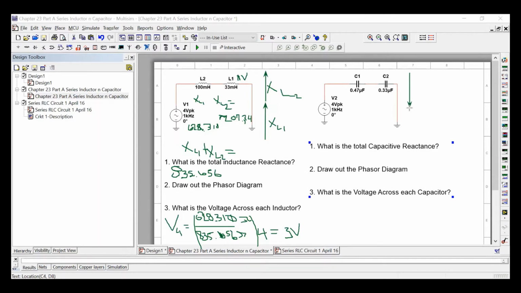Okay, because we're dealing with capacitors, and capacitors are always out of phase. They always lag behind the source voltage. So these guys will be pointing downward. And remember, they're a negative component. Whoops, you don't want to do that. You didn't see this extra one right here. Let's try that again.